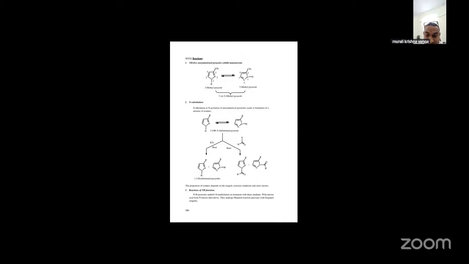Reactions. Free NH unsymmetrical pyrazole exists as two isomers: 3-methyl pyrazole and 4-methyl pyrazole. That indicates the third position and fifth position in pyrazole are the same. In substitution, pyrazole reacts with alkyl halides or acyl groups, and the free NH undergoes alkylation or acylation.